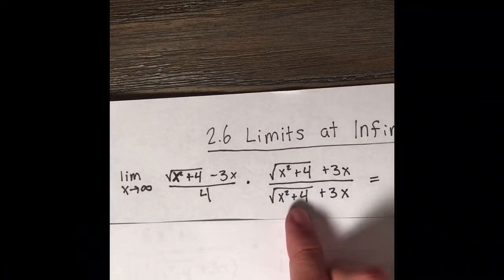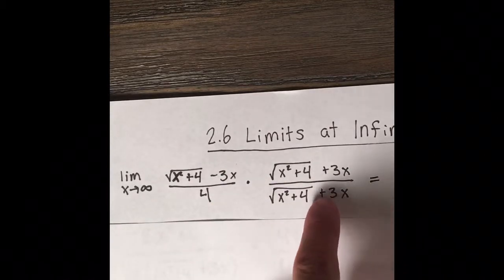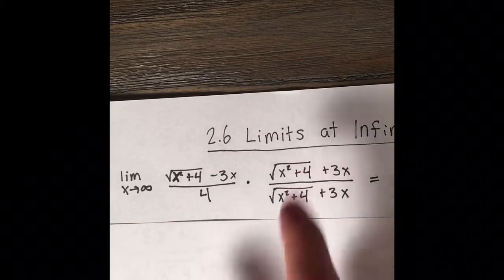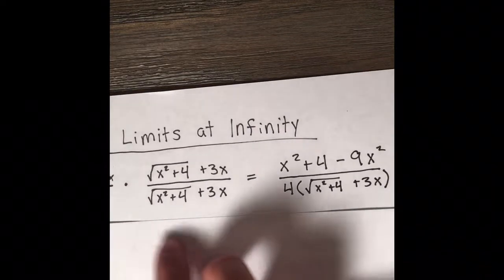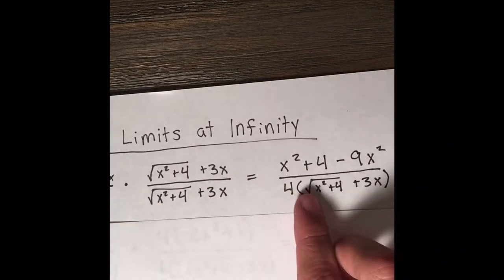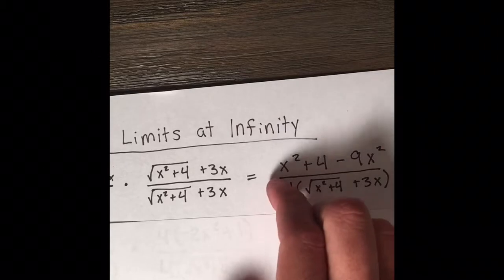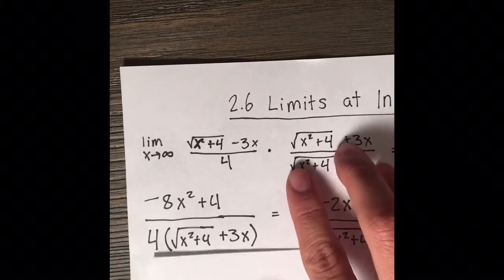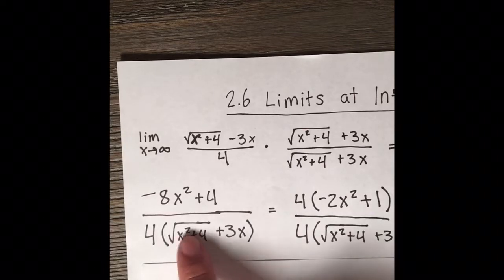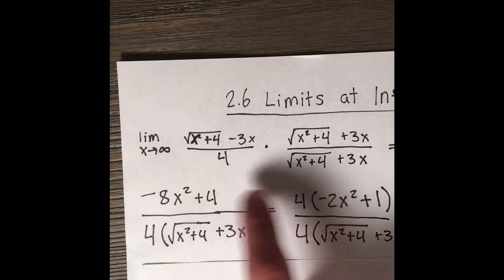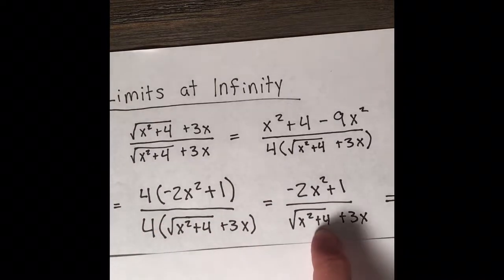Multiplying by the conjugate of the numerator is essentially multiplying by 1, because the conjugate over the conjugate is equal to 1. And so that multiplied out is going to look like this. When you subtract 9x squared from x squared and then add 4, it is equivalent to this. Then you can factor a 4 out of the numerator, and when you cancel these 4's out, this is the equation you are left with.